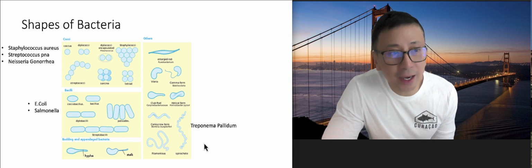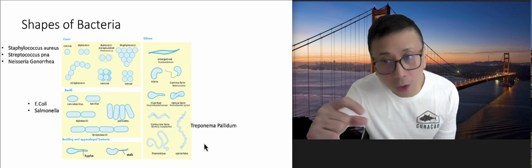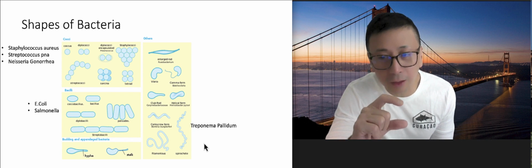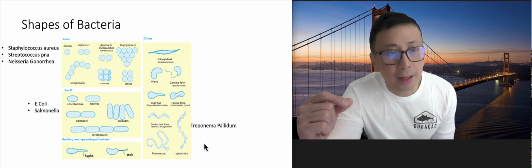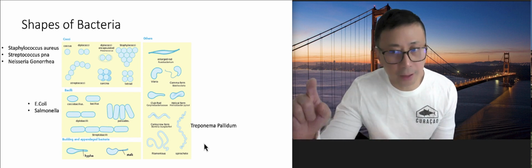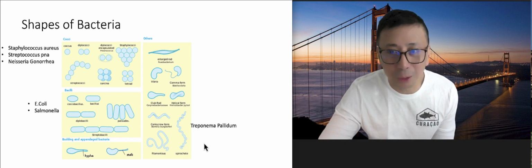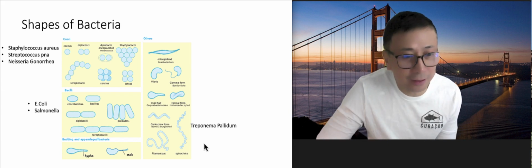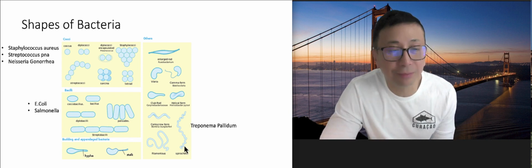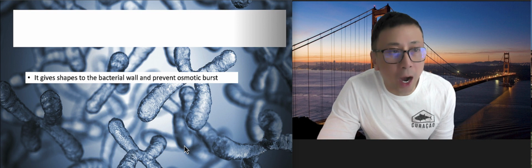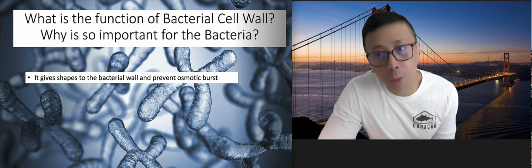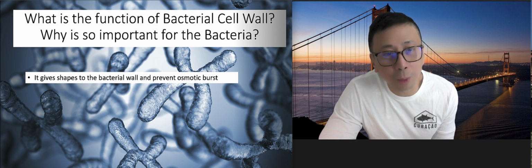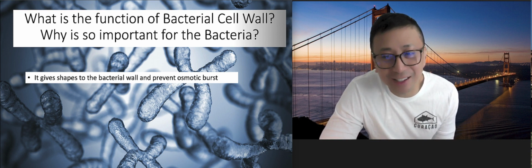So cocci are round, the bacilli are long, like an oblong, oval shape, but it's long. And then your spirochetes are like a rope or something. Like this is the shape. All right. So what is the function of the bacterial cell wall? Why is it so important for the bacteria? I think it's the same question.